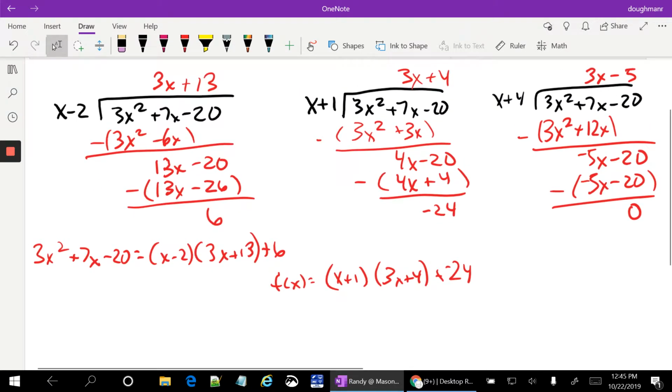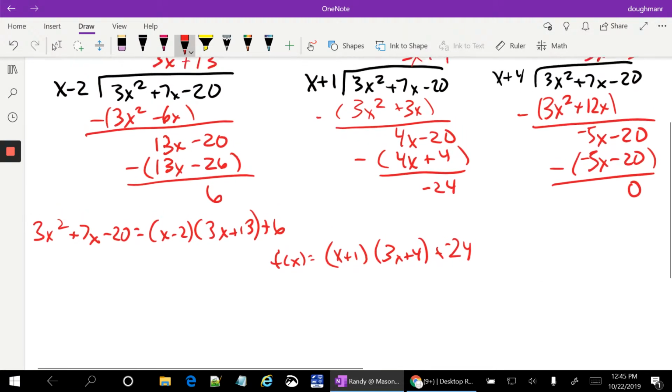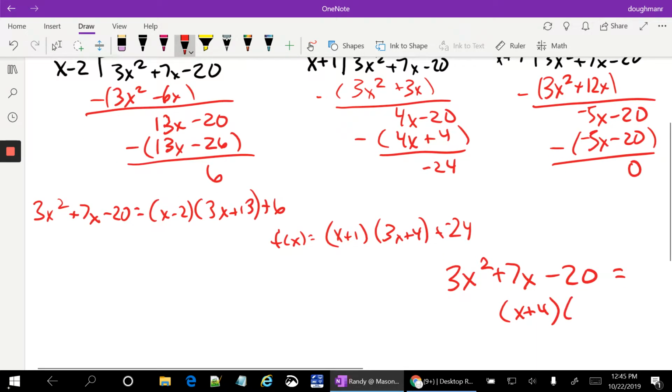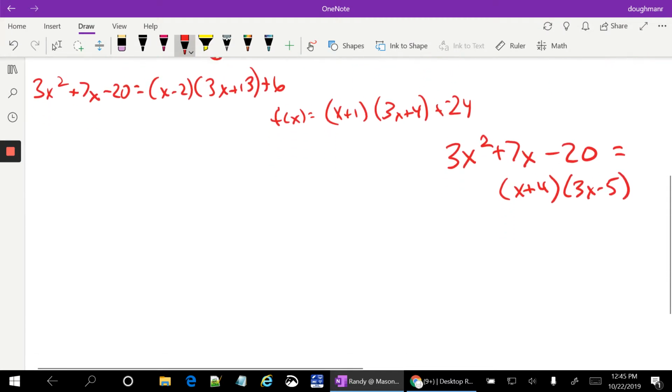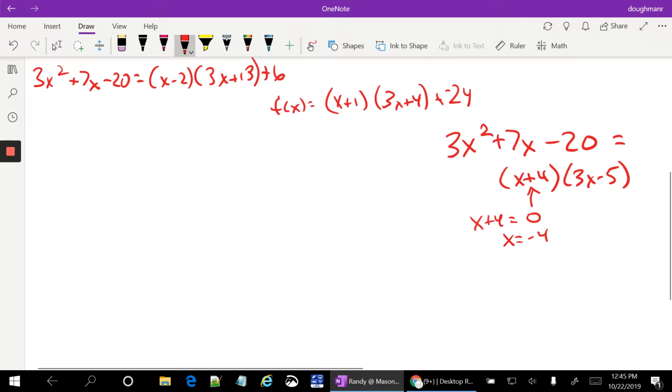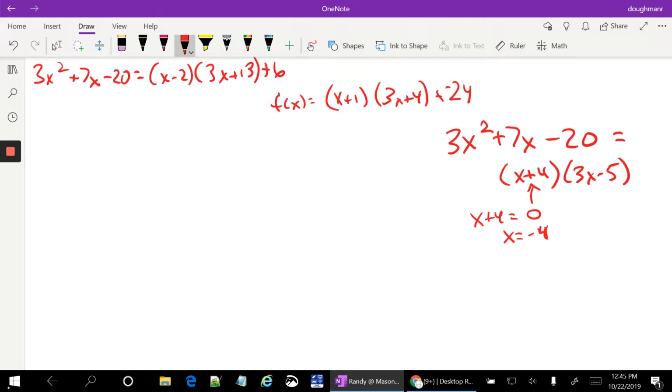So this one means that, let's keep it all here. That means 3x squared plus 7x minus 20 equaled x plus 4 times 3x minus 5, and there's no remainder, which to me means that x plus 4 must equal 0. That's a 0. So x plus 4 equals 0, or x equals negative 4. Once again, that's a 0. That's pretty exciting. So let's see if that works.